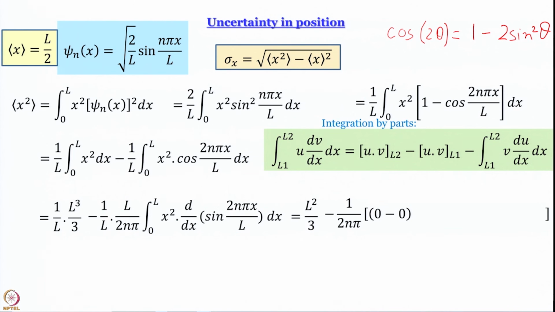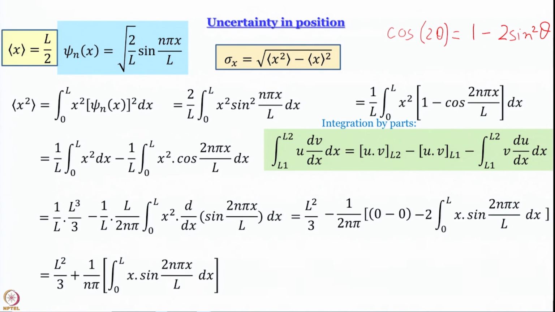What about the second integral? u equal to x square and v is the sine term. So, du dx becomes 2x and v is simply the sine term here. So, this is what we get, minus integral of 2x sine 2n pi x by L dx. So, clearly once again we have to do integration by parts, okay. So, we try to do that.